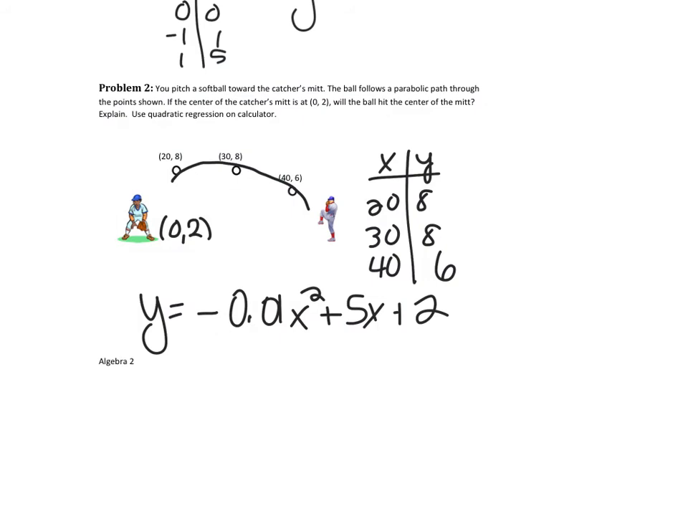So here, to finish off the question, does it go through the point 0, 2? It sure does, because if you put zeros in for your x's, you're going to get the ordered pair 0, 2. So the answer is yes. That ordered pair is on the quadratic.